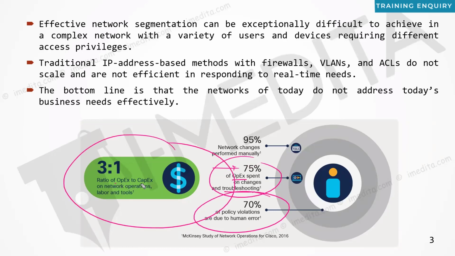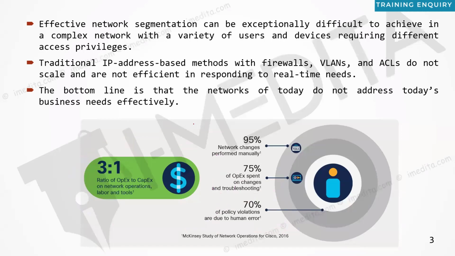The ratio of operational expenses to capital expenses is 3:1. We are spending more on troubleshooting and managing the network than on deploying it. Actually, the ratio was like 3:2. It is a very old infographic, but it addressed the challenges we were having in the network, where we were not using any software-defined approach to manage it.